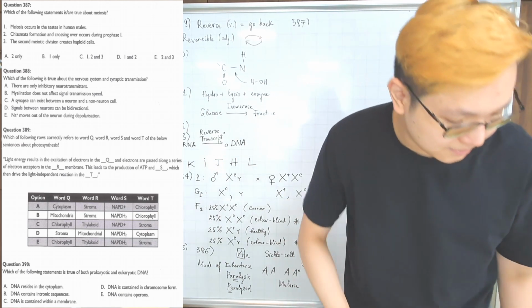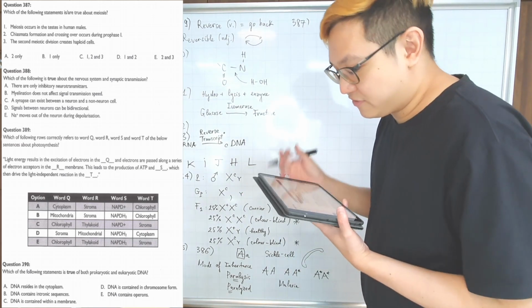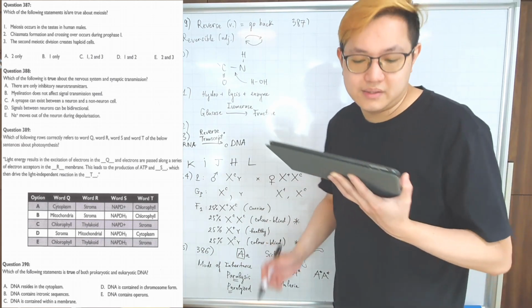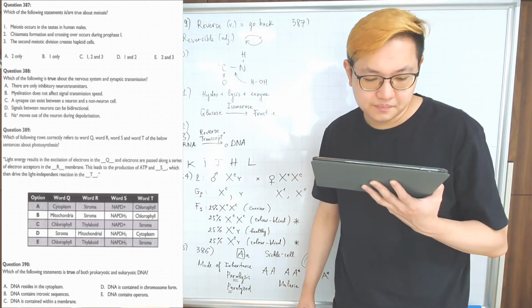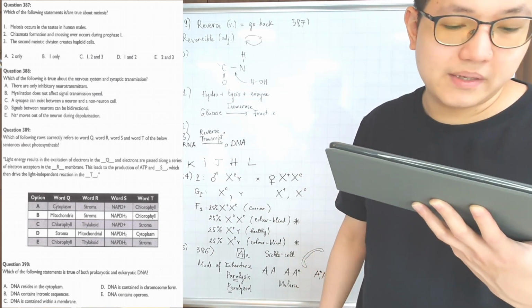387. Which of the following statements is true about meiosis? Meiosis occurs in the testes in human males.